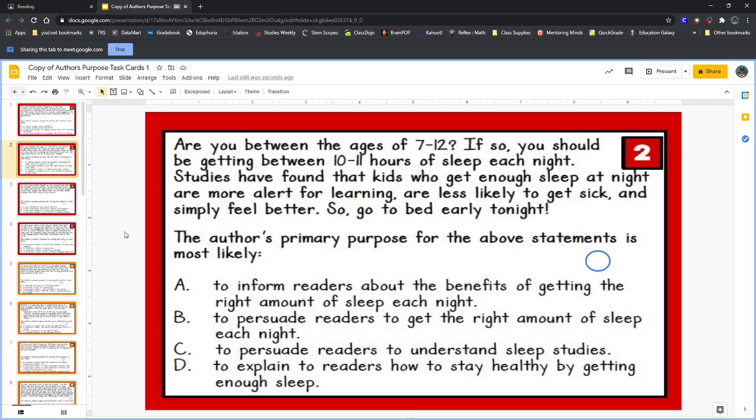Okay, it says the author's primary purpose for the above statement is most likely blank. A, to inform readers about the benefits of getting the right amount of sleep each night. B, to persuade readers to get the right amount of sleep. C, to persuade readers to understand sleep studies. Or D, to explain to readers how to stay healthy by getting enough sleep.